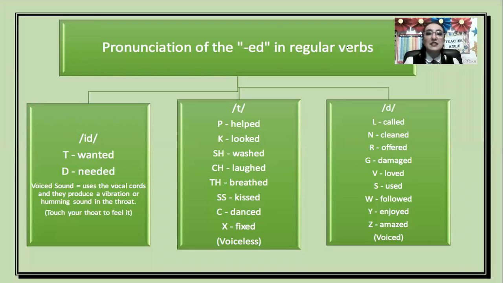So what is the pronunciation of the ED in regular verbs? Well, as we were saying, there are 3 sounds: it, t, and d. We use the it sound when you have verbs that end with the letter T or D. Okay, wanted, needed.